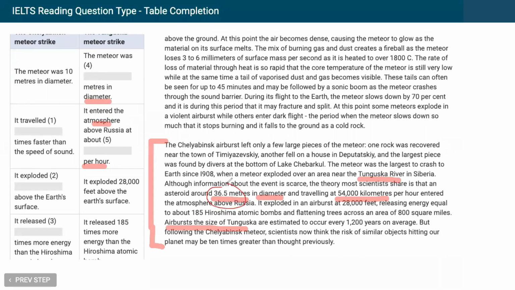Just the number is needed. Okay, 36.5. Now I'm going to stick right here around this sentence because I read that it entered the atmosphere above Russia. And again, we're looking at per hour. So the fact that I see per hour also here brings me to this lovely number, 54,000 kilometers. And so again, we were aware that it would be a number, but it also makes sense that it would be kilometers because it's kilometers per hour. So we have our answer also for number 5, 54,000 kilometers.